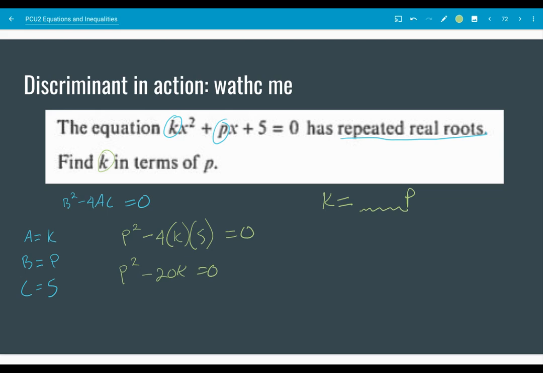So I need k by itself on one side and everything else on the other. So we're going to move that over there. So I'm going to end up with p squared equals 20k. And then I'm going to get k equal to p squared over 20. So that is the variable k in terms of p.